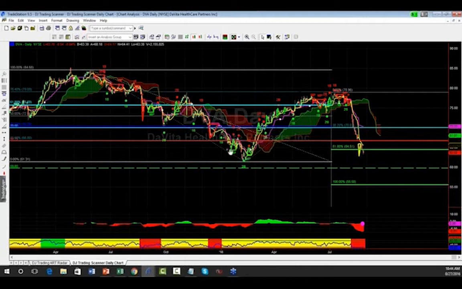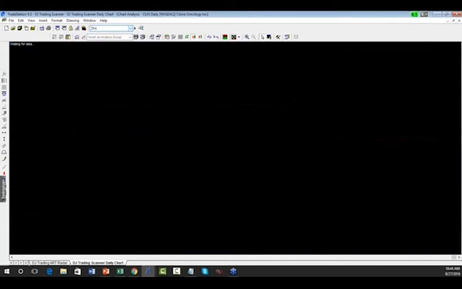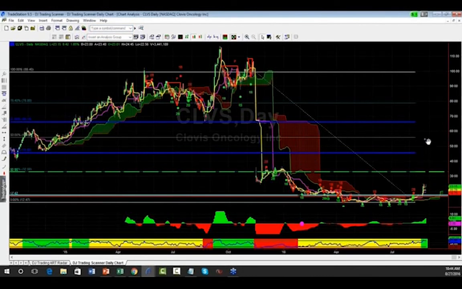Okay, so that's a trade I like, and that's how it looks on a live chart. This is a wave 5 trade. Let me show you one more that we're in. This is a corrective wave trade, so a wave 4 trade that we're in right now. And this one's still got potential. So this is CLVS, Clovis Oncology.